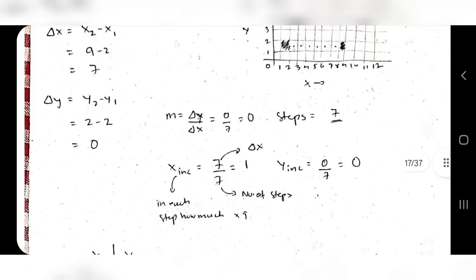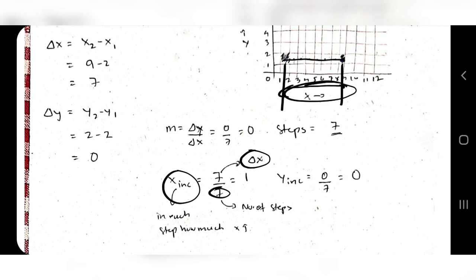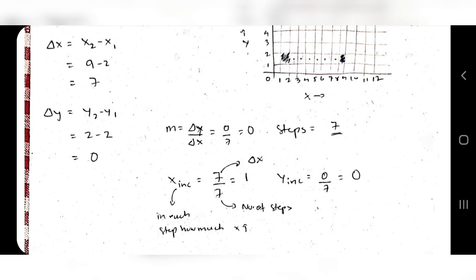And what is the increment in x? Increment in x means each time how much x is getting incremented. X increment is nothing but how much change in x there is and how many steps there are in total. X should reach from here till here, and we divide by the total number of steps. So we will get how much increment should happen for one step. That's what we are doing: delta x by total number of steps. So for each step we get how much x should be incremented.